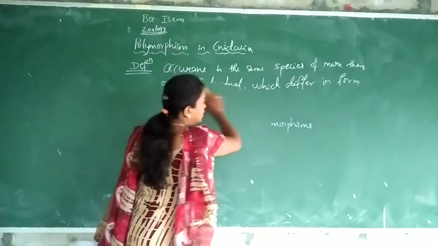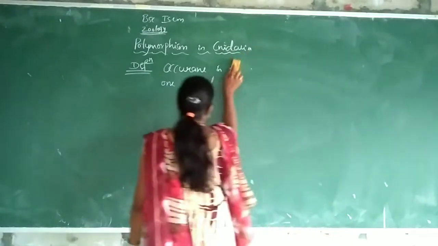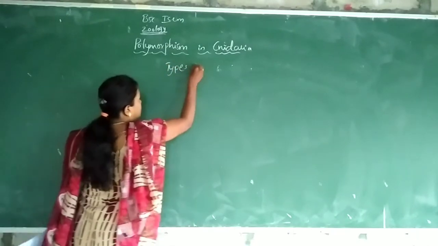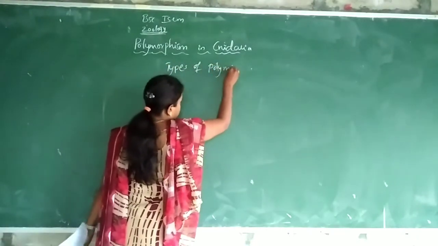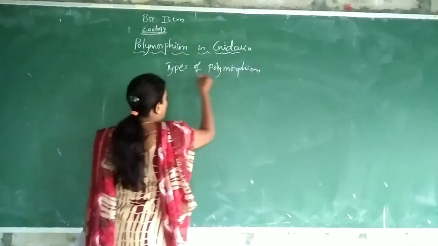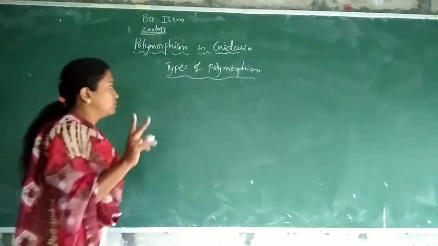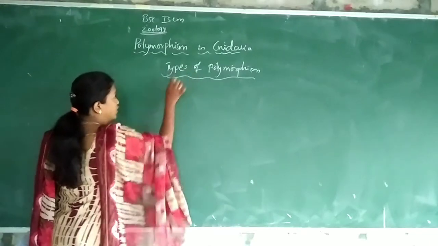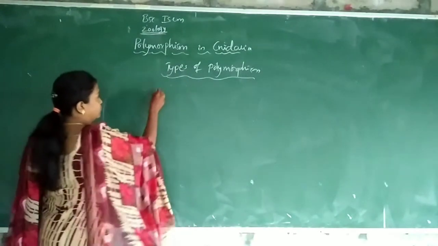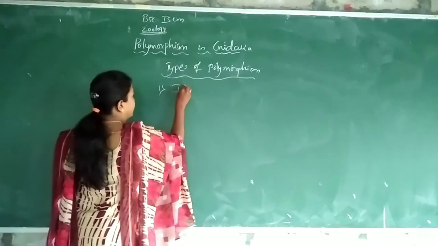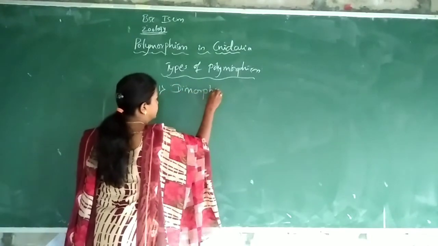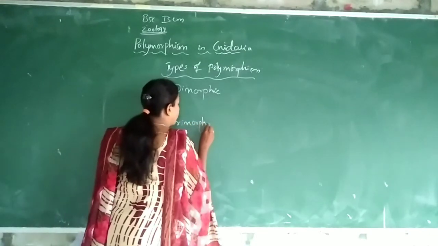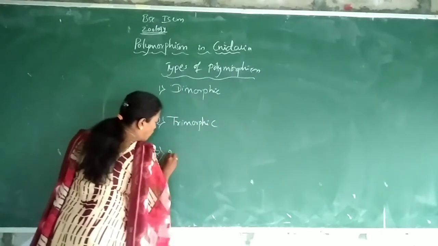Then another topic in polymorphism is the types of polymorphism. You already know there are two basic forms in polymorphism: polyps and medusae. Depending upon that, we divide polymorphism into three different types. One is dimorphic, second is trimorphic, and third is polymorphic.